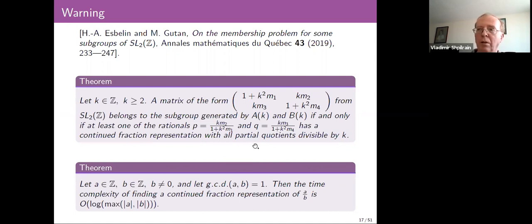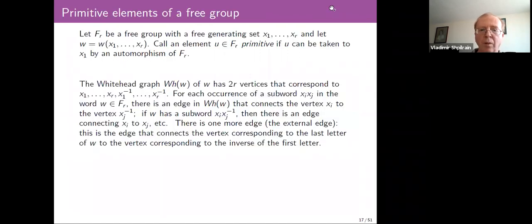Okay, so let's move on to more combinatorial group theory. Let's talk about detecting primitive elements of a free group. An element of a free group is primitive if it is part of a free basis, or equivalently if it can be taken to X1, one of the standard free generators, by an automorphism of the free group.